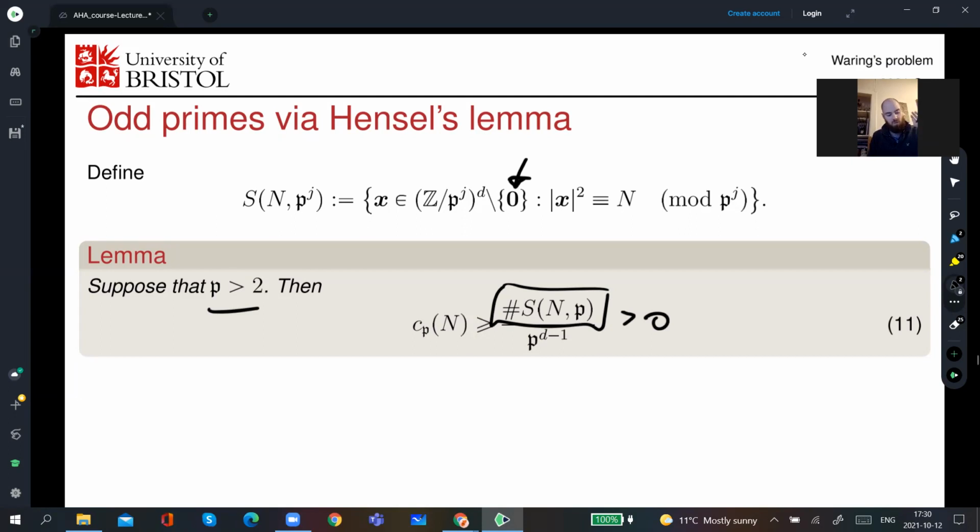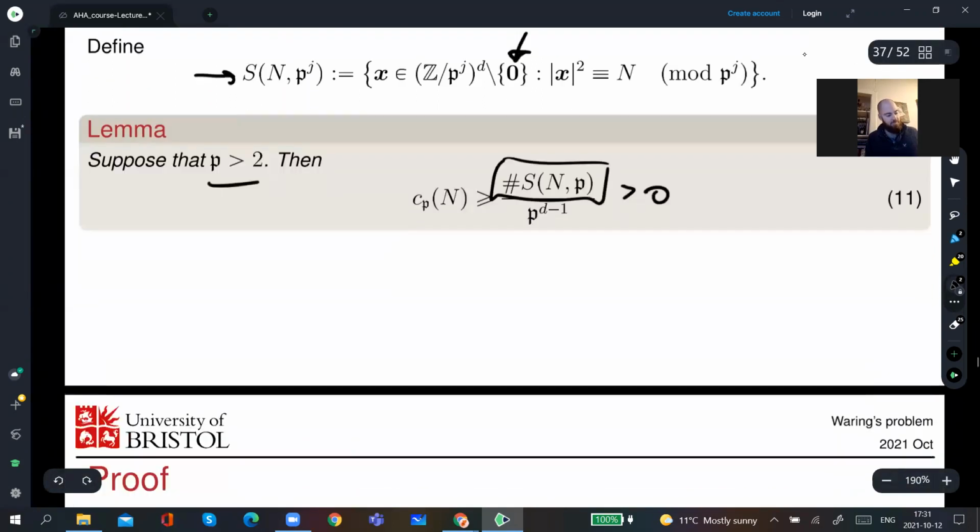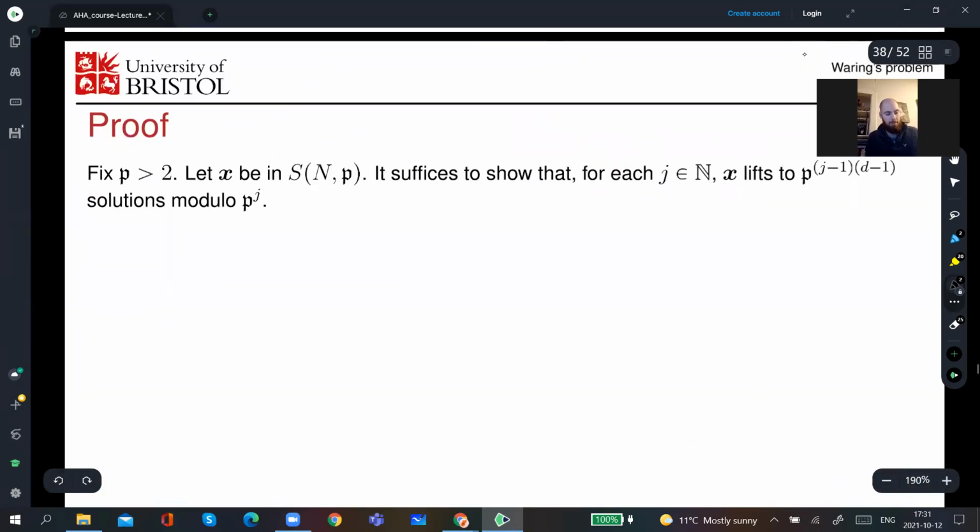Okay, so again, the scheme to complete the proof now, we need to show each C_p is positive, independent of n. We're going to do that by showing each one of these sets actually contains an element when j is equal to 1. And that gives us our lower bound for C_p. But that's only for p greater than 2. We'll have to do something different for 2. Great, so how do we do that?